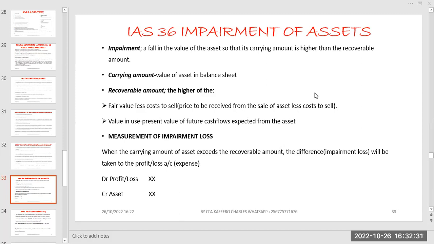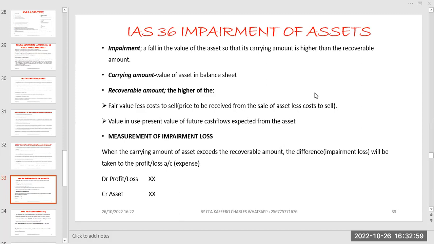Of course you get the estimated market price less the cost of sale. Then the value in use, you look at the cash flows we are expecting to get from that asset if at all we are not going to sell it. If we are getting those future cash flows, remember we are just expecting to get them in the future. It means we have to look at their present value now. What is its present worth now?